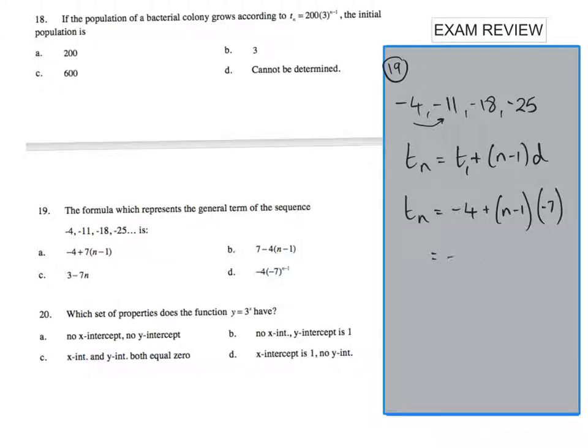So therefore we get negative 4. Multiply that bracket out, we get negative 7n, going to have to put it in a bracket now, plus 7. Take the bracket away, and we get negative 7n, and then negative 4 plus 7 is plus 3. And the nth term, therefore, is negative 7n plus 3. And if you look at your options, it's going to be option C, which is just written the other way around, negative 3 plus 7n.